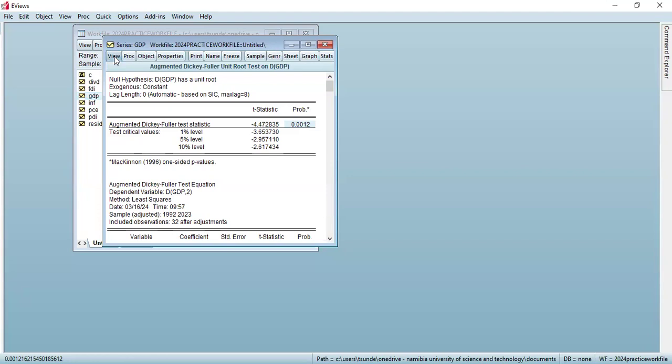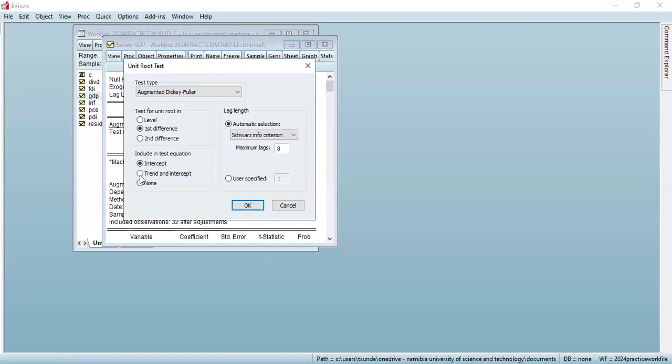So let's repeat the test using a model with trend and intercept. Right. Give me the answer, please.